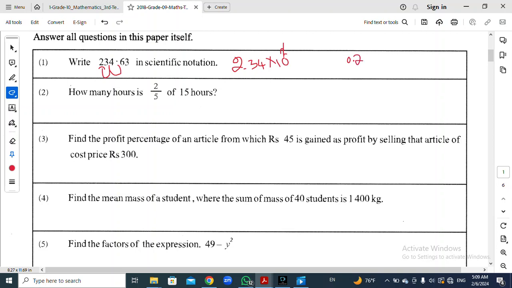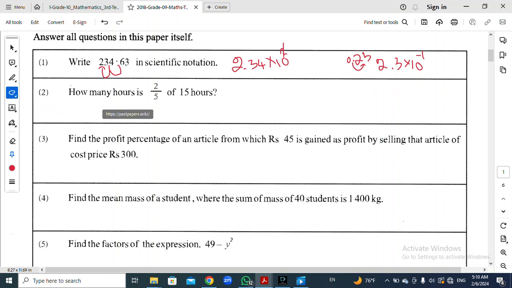0.23. How can we write this one? 0.23 means we have to move the decimal point to this side. So what is the answer? Should be 2.3 into 10 to the power, this side, so minus. How many places does it move? Just only 1. So minus 1.